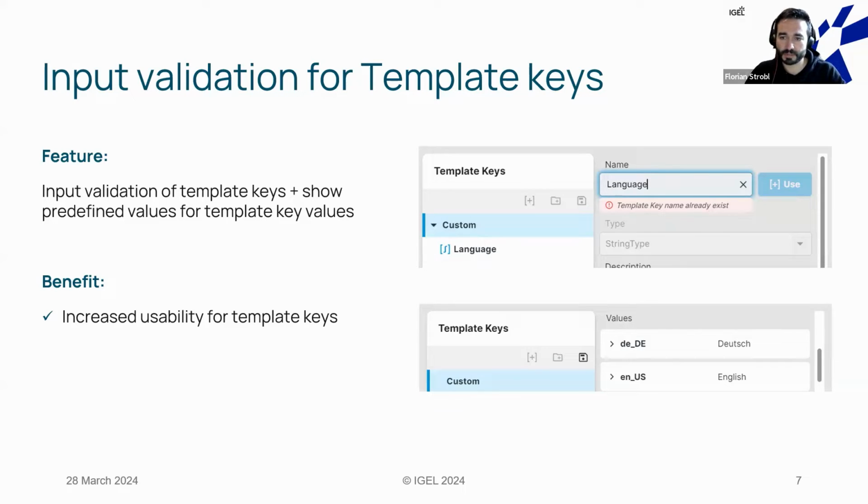So you will immediately have feedback if the template key that you are currently creating is already used. So you can type in something different, then it works. And the best improvement, in my opinion, is that you now have the selection of all template key values. So for example, if you create a template key for the language, now you can see all available values for the languages, for example German, English, Spanish, and so on. That is a huge improvement in usability.